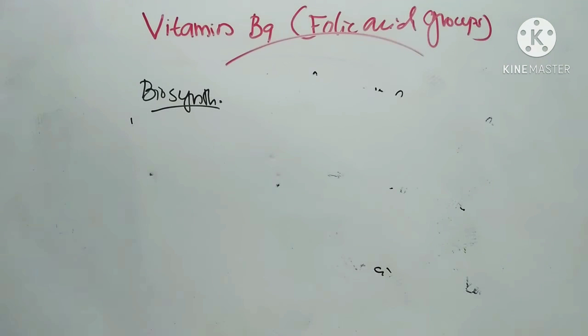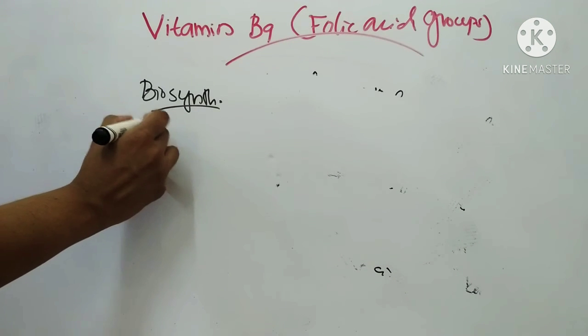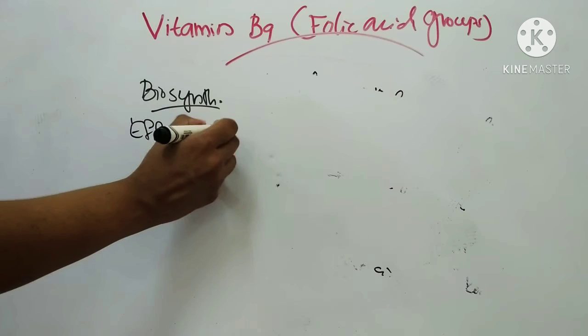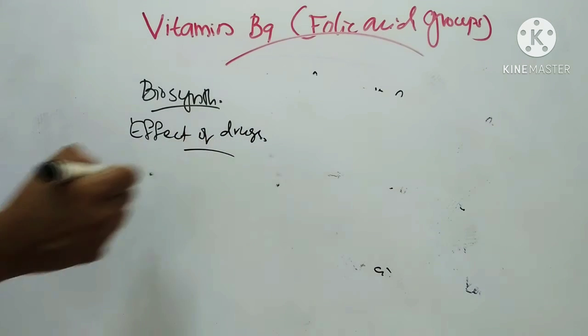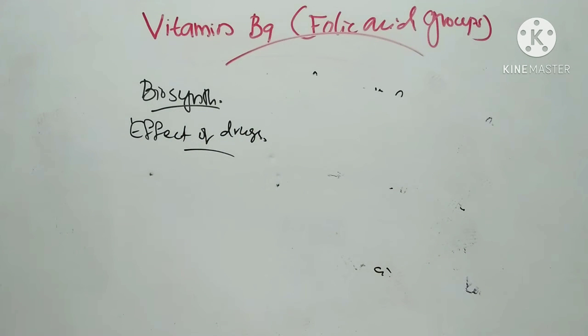Next is the effect of drugs. Sulfonamide drugs and antibiotics inhibit microbial growth by blocking the incorporation of PABA in the synthetic pathway, that is, by competitive inhibition.